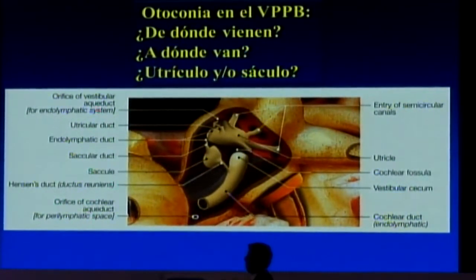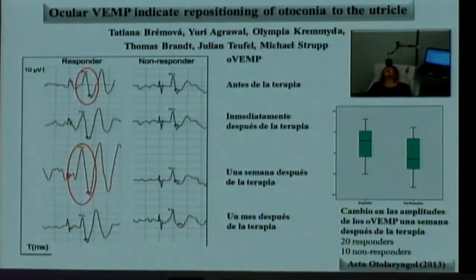So then the question arises, when you have successfully treated a patient, where do the otoconia go? Where do they come from? Any ideas? Theoretically, it's much more likely that they come from the utricle, which is here, than from the saccule. Where do they go? Same answer. We recently evaluated that important question by the oVEMP and the cVEMP.